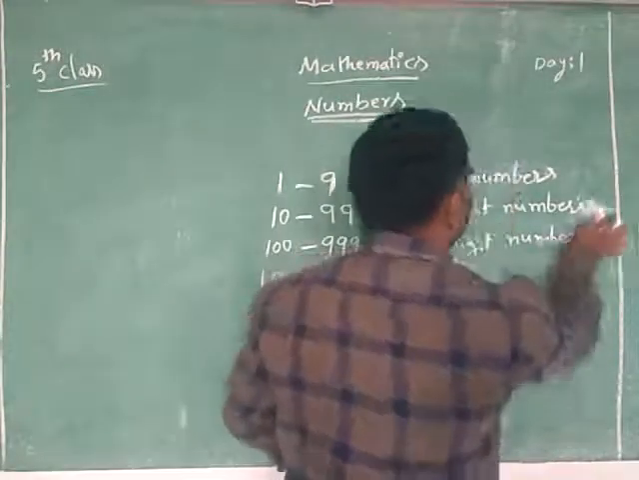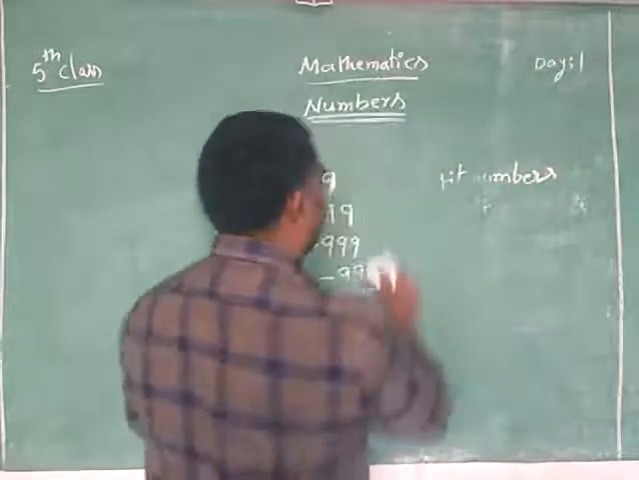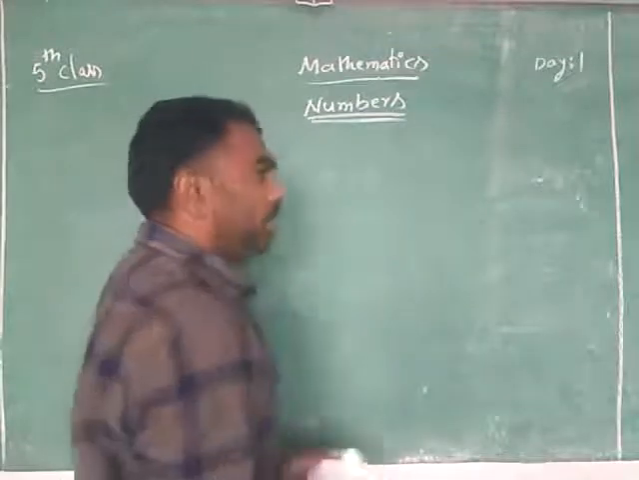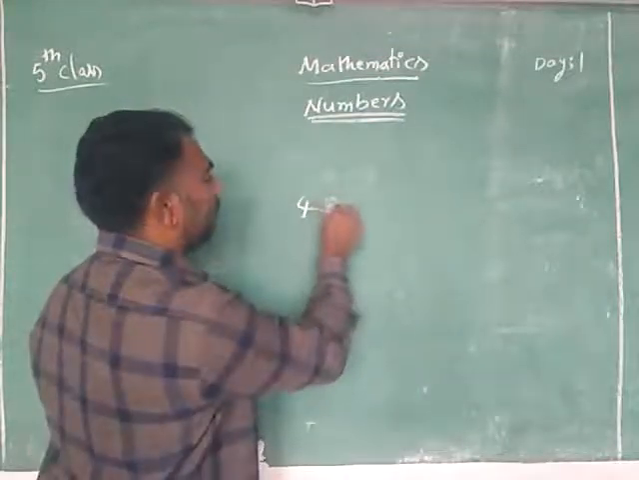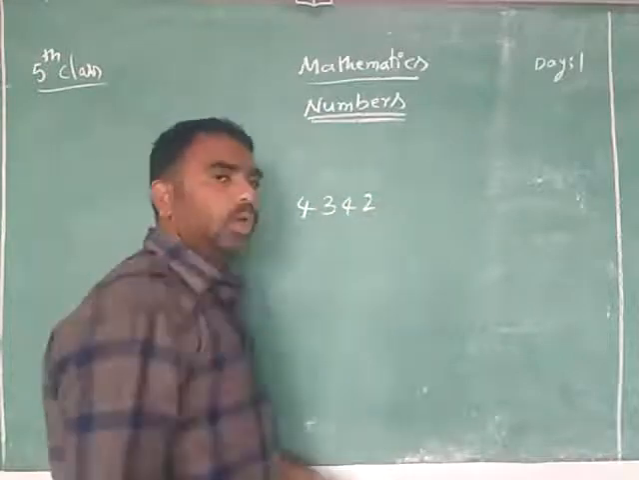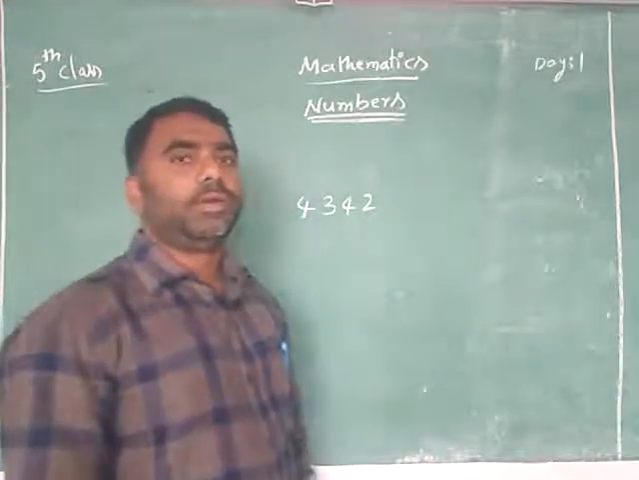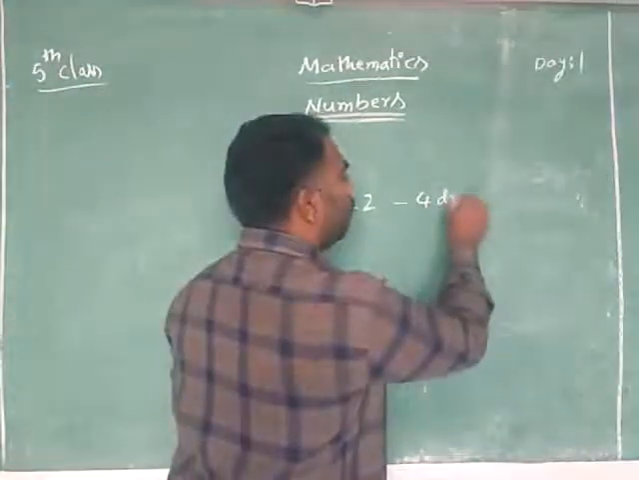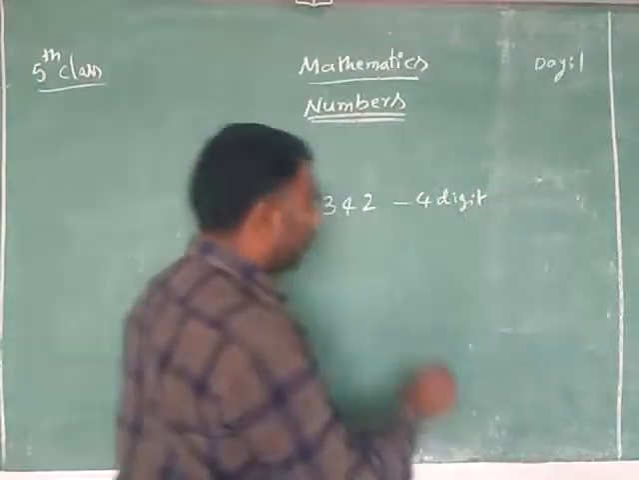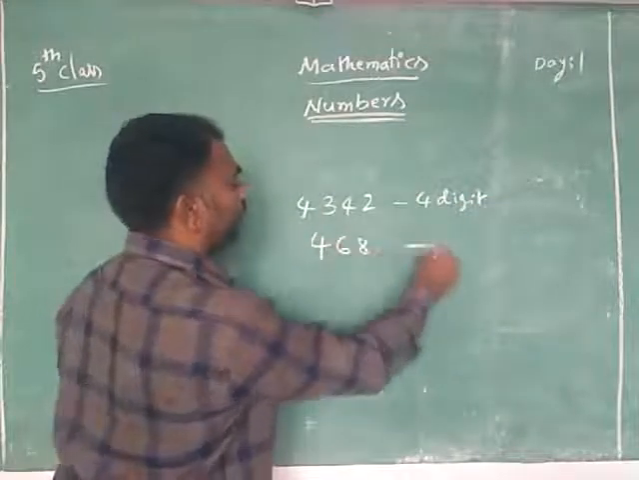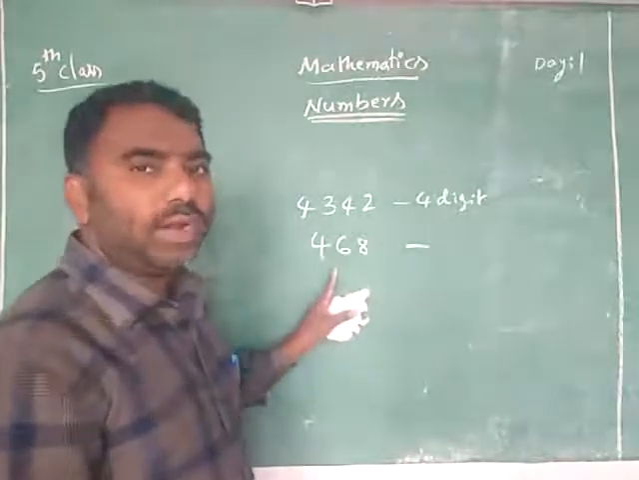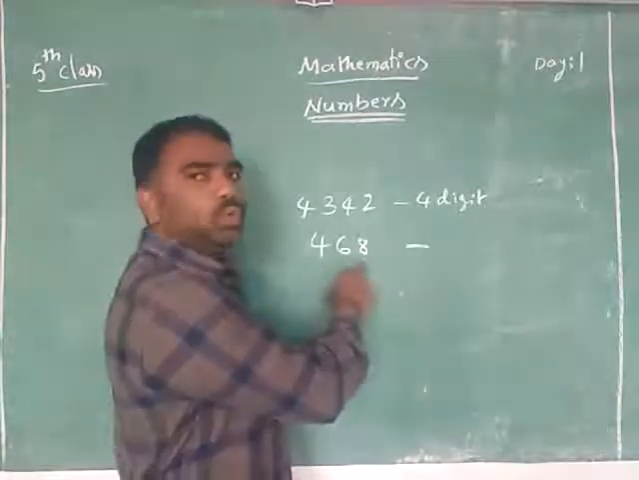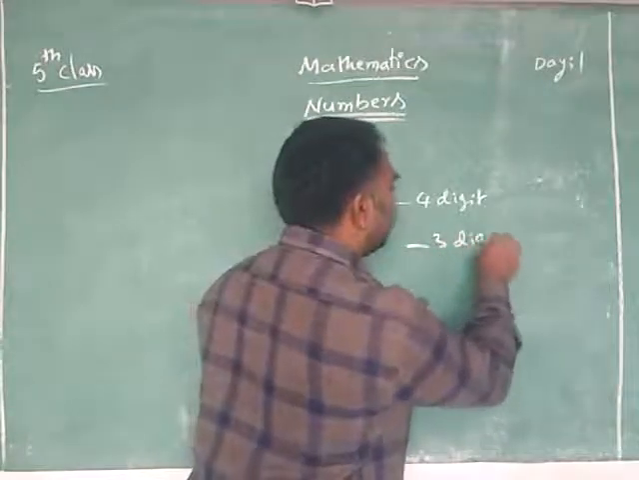Okay, let us discuss. I will give some numbers. You can try to say which digit number it is. I am writing here 4342. How many digit number is it? 1, 2, 3, 4. So this is a 4 digit number. 468. What do you call this? How many digit number is it? Yes, 1, 2, 3. It is a 3 digit number.